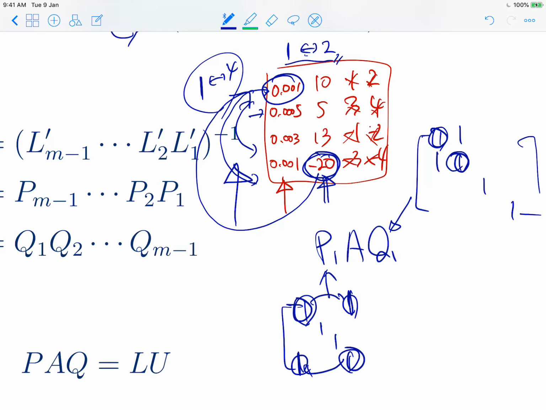Okay, so the process is exactly the same, but the main difference is whether we apply that permutation matrix on the left or on the right. If it is applied on the left, then it performs the row permutation, and if it is applied on the right, then it will just perform the column permutation.